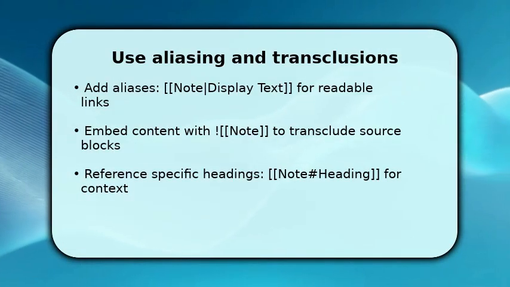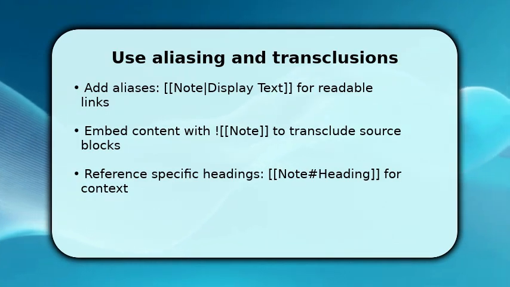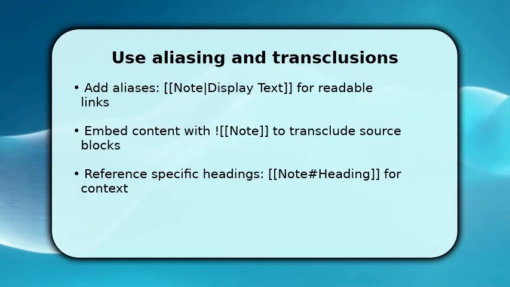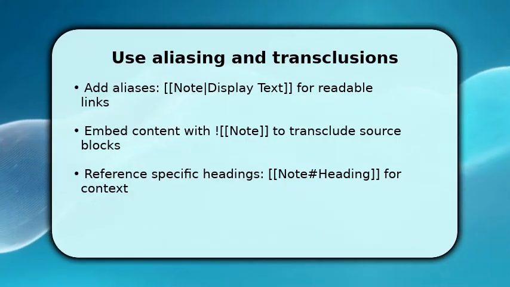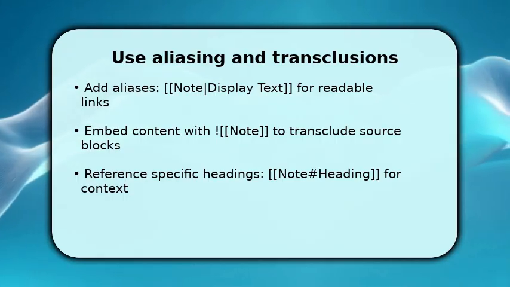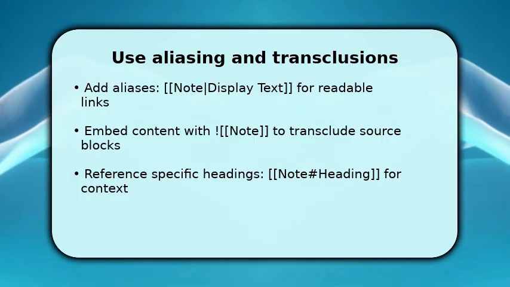Next, you refine links for clarity and reuse. Use pipe syntax to add an alias so the link displays custom text. This keeps prose smooth while preserving the target. When you need live content, prepend an exclamation mark to transclude a note or block. This embeds and updates automatically. For precise context, append hash heading or block ID so you link directly to a section. These options let you control presentation and maintain a single source of truth across notes.